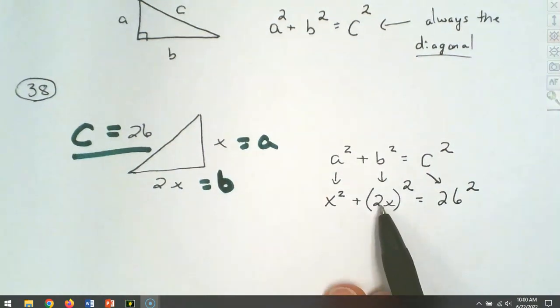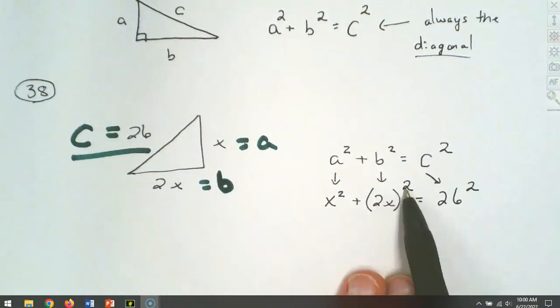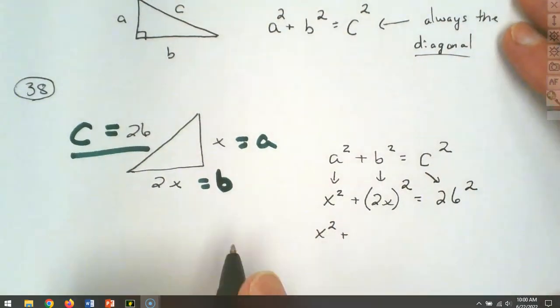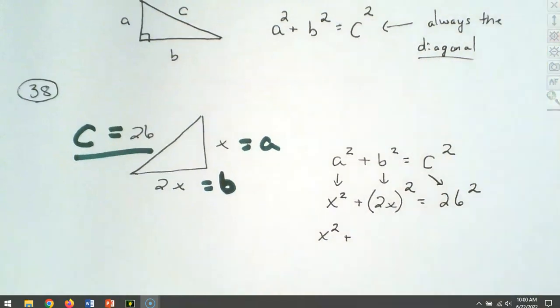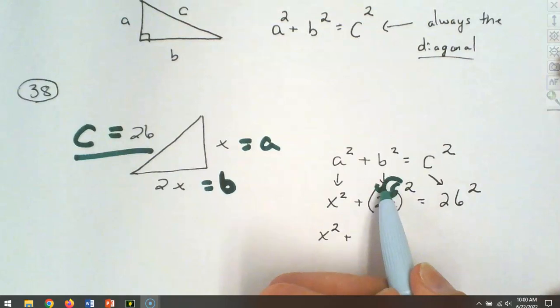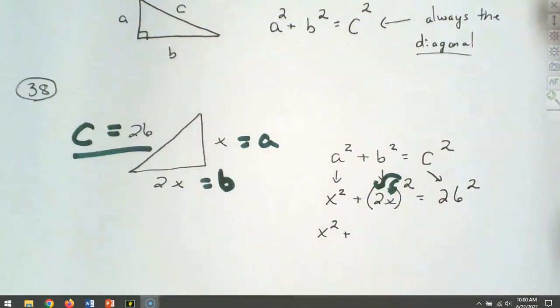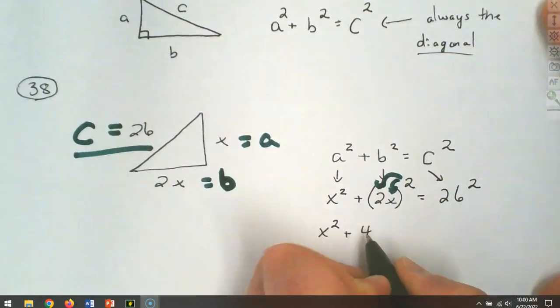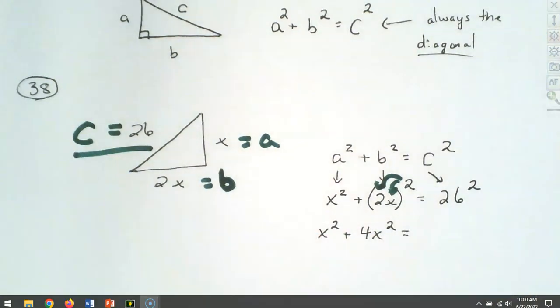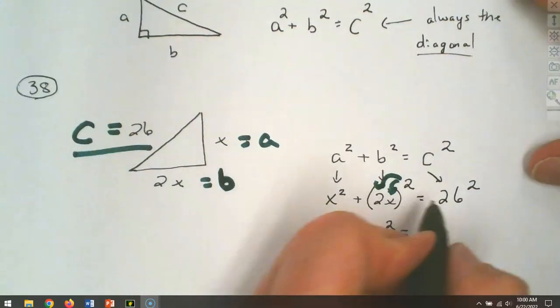I put parentheses here because we have to remember to square that 2. So we've got X squared, that stays the same. Now, when we distribute the square through, it goes to each part. So that is going to make that then 2 squared, which is 4, X squared. And that now equals 26 squared. And 26 squared is 676.